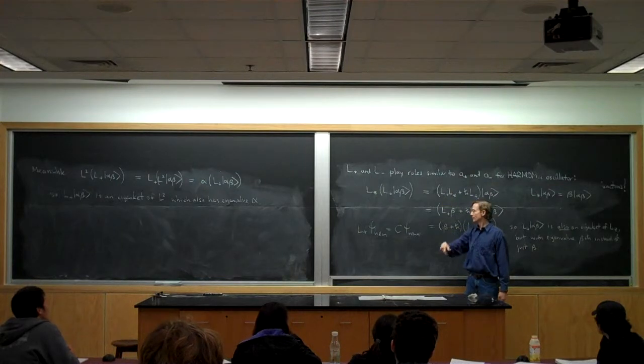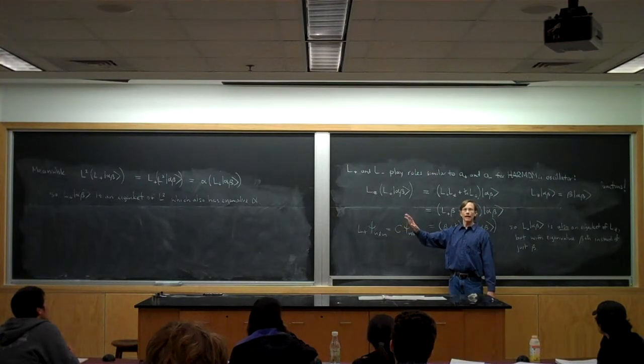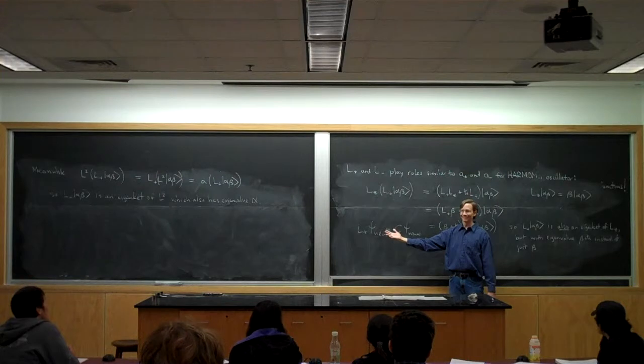In other words, L equals 2, M equals 0. If you hit it with L plus, you get a multiple of L equals 2, M equals 1. And if you hit it again, you'll get L equals 2, M equals 2. And if you hit it again, what will happen? Is there such a thing as L equals 2, M equals 3?